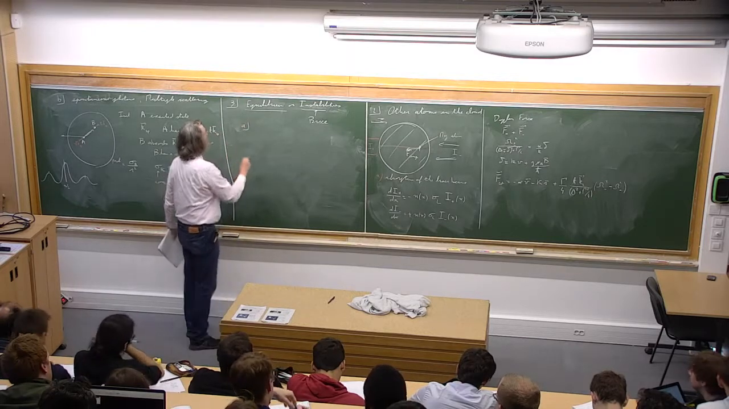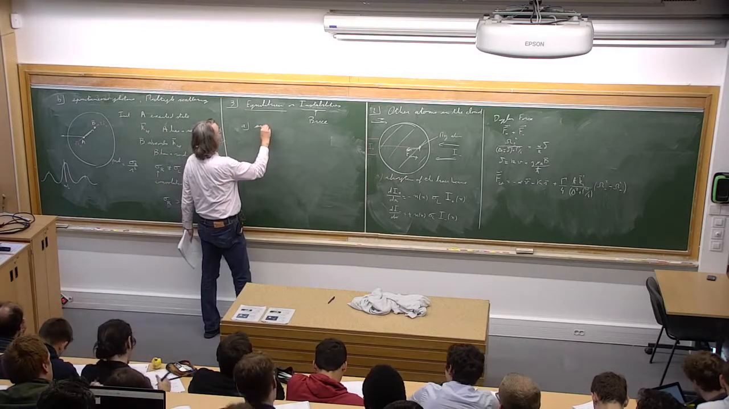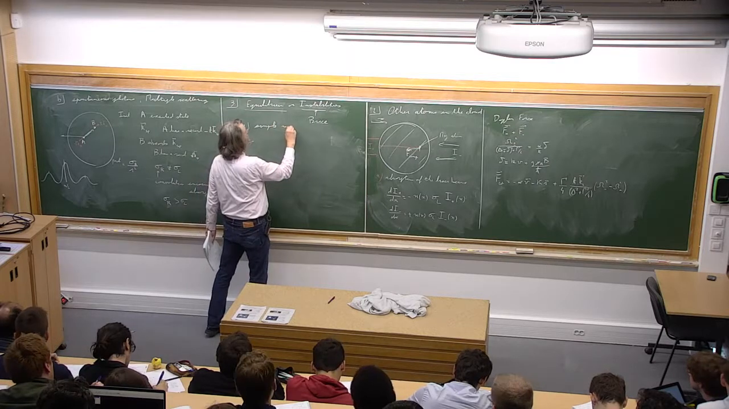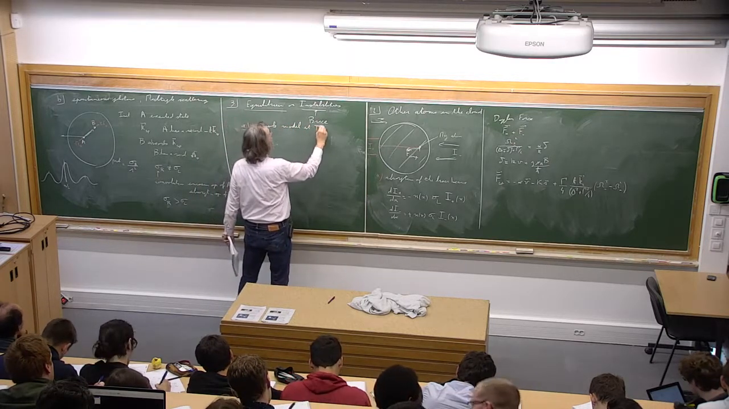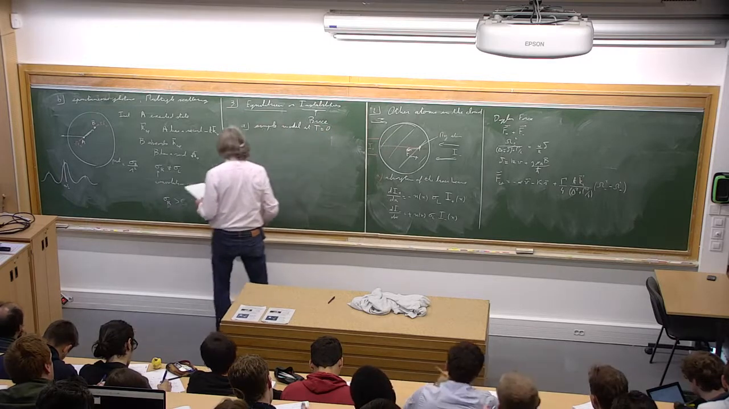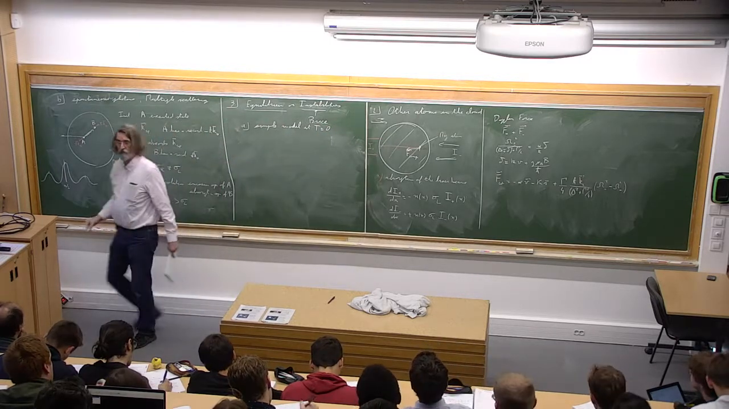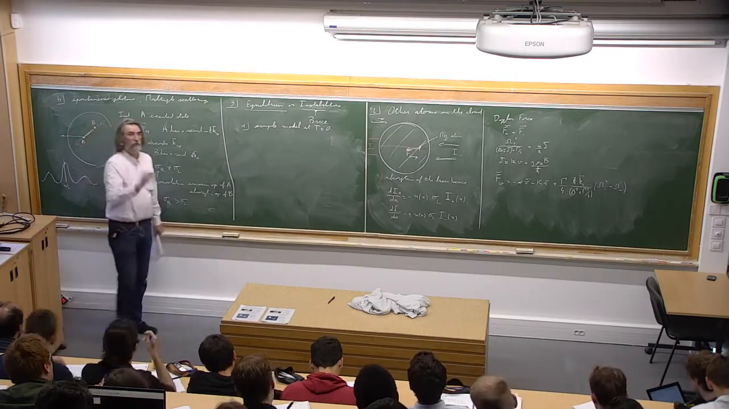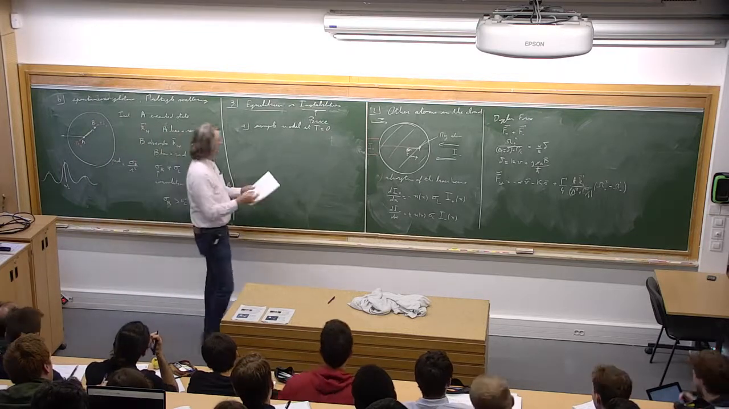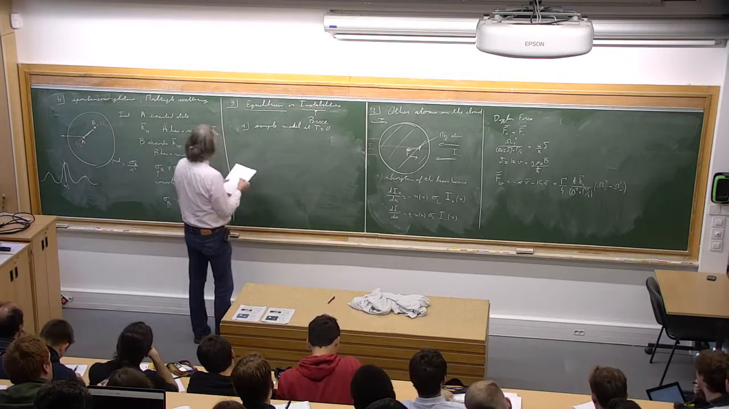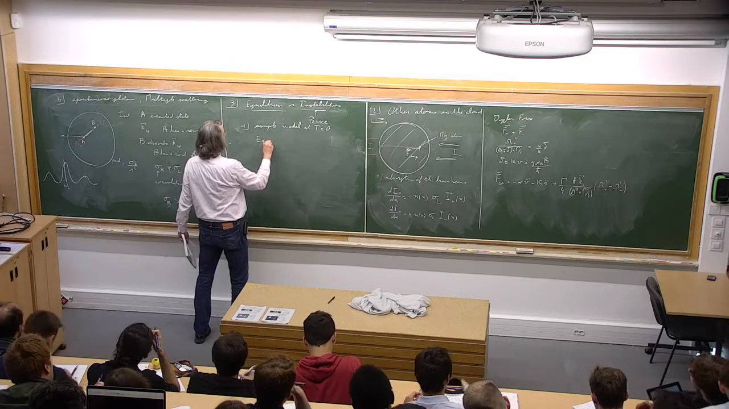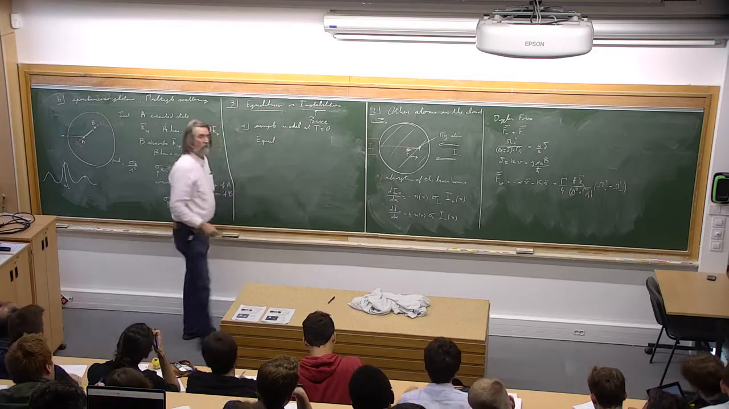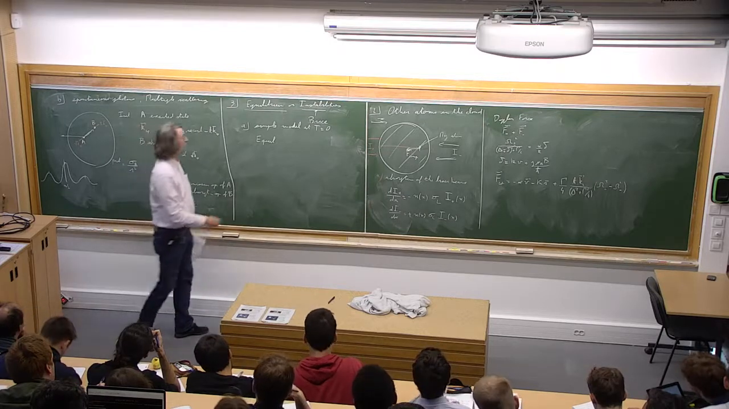But let's start with a simple model, assuming that the temperature is 0. So the temperature is 0 means that you just forget that the atoms are moving, and you assume that you are able to find some equilibrium.